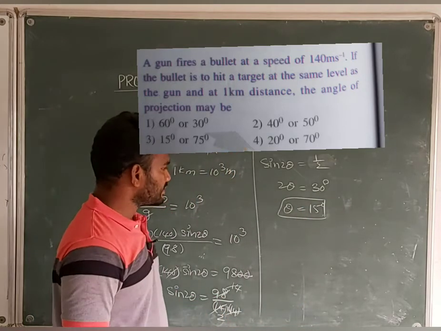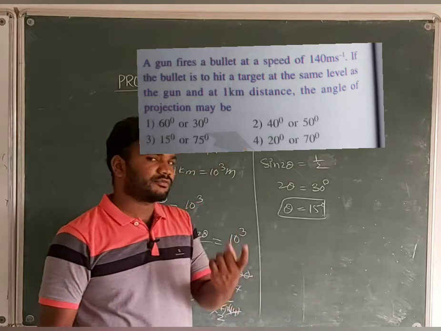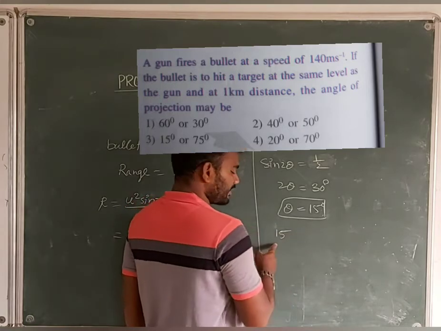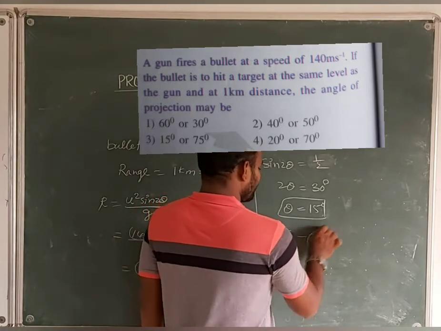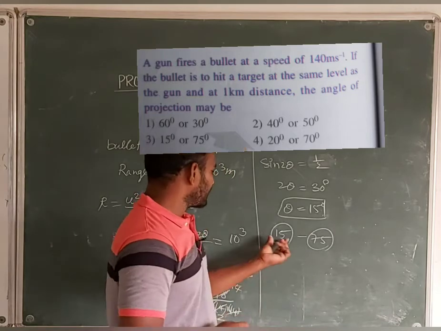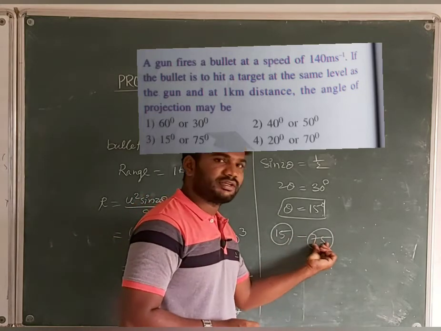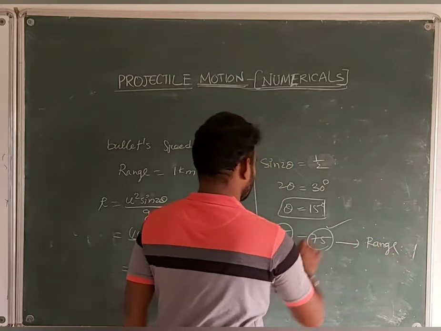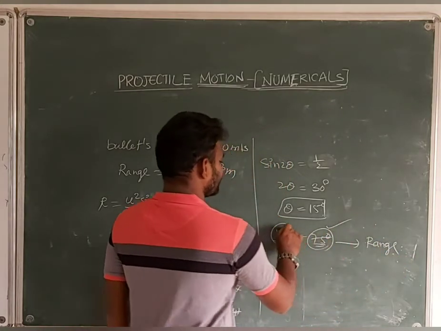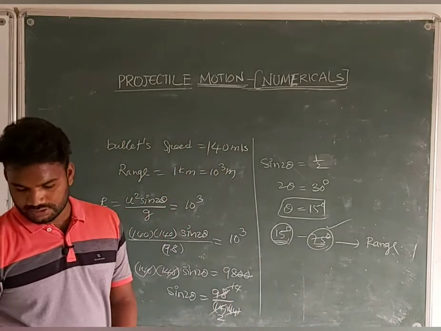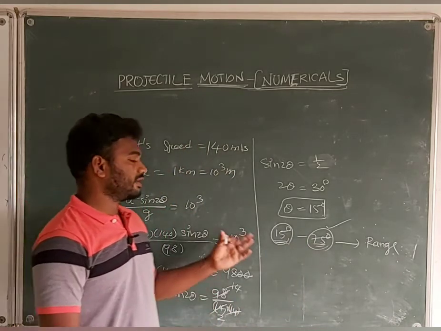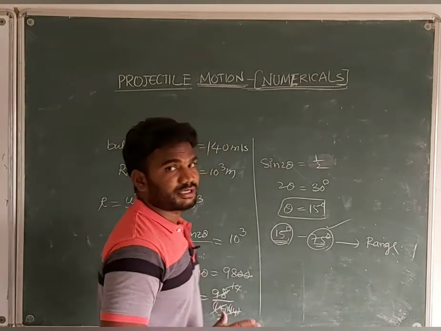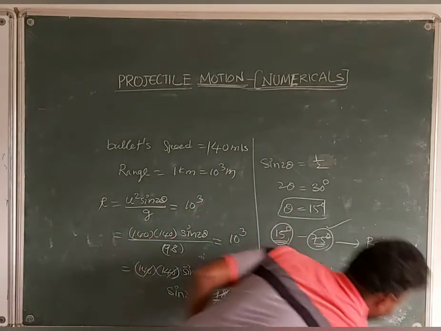Students, one more thing you should understand: for every pair of complementary angles, we will be getting the same range, students. So what is the complementary angle for 15 degrees? 75 degrees. You should consider one thing very importantly: 15 degrees and 75 degrees both have the same range, students. That is why we have two answers. One is 15 degrees, and another one, 75 degrees, is also an answer in this question, guys. I hope you understand this. For every pair of complementary angles, you will get the same range. That part you have to understand, students.